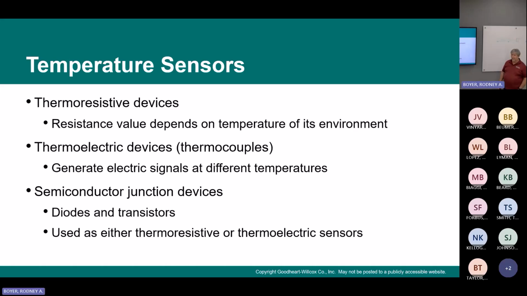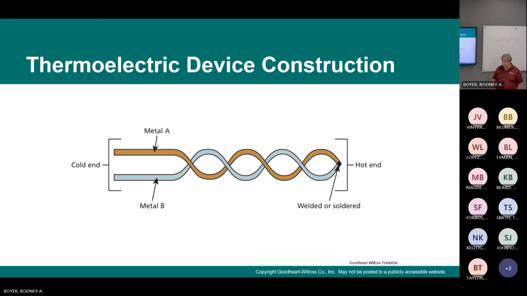Many Fluke meters have the ability to do temperature, and it's actually measured on the millivolt scale. Then it does the math, so many millivolts is X number of degrees. Semiconductor junction devices, diodes, transistors, use either thermoresistive or thermoelectric sensors. I've never seen one personally. Thermoelectric, there you go. Different kinds of metal. They show those as twisted together. You don't necessarily need to do that.